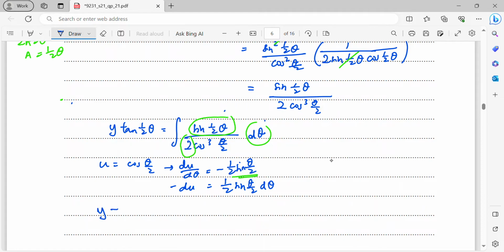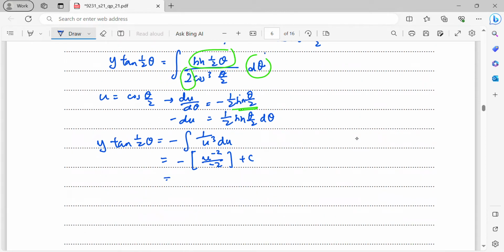So now my y, tangent half theta, is the same as negative integral of du, with the cos cubed half theta in the denominator. I will get 1 over u cubed. Then when you integrate, it will be u to the power negative 3. When you integrate u to the power negative 3, this is u to the power negative 2 over negative 2, plus c. Now minus minus is a plus, so I change it to 1 over u squared plus c.